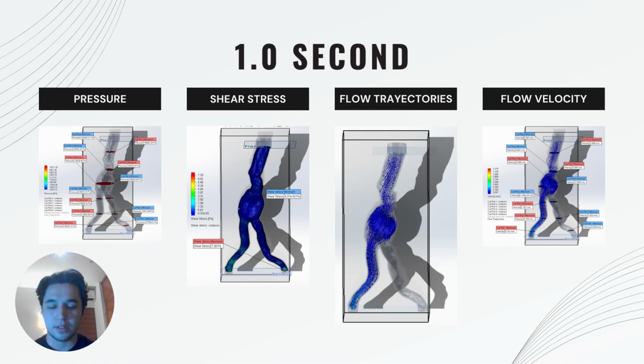At 1 second, the pressure and velocity decrease even more in the simulation, leading to a lower level of shear stress, pressure, flow trajectories, and velocity, as shown in the images.